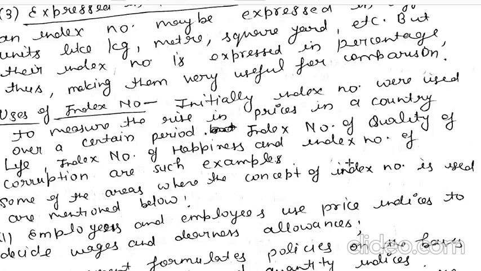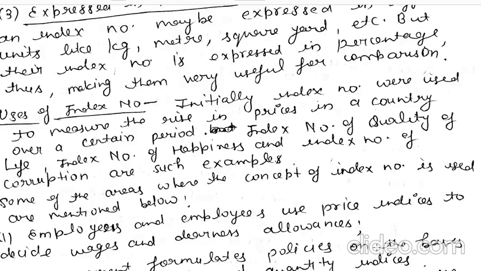That means if there is a variation in prices, that variation will be measured by index number. And time period is also important. Index number of quality of life, index number of happiness, and index number of corruption are such examples. Quality of life means what products you are using in your daily life, clothes related, footwear related. So this is your daily life quality, right?